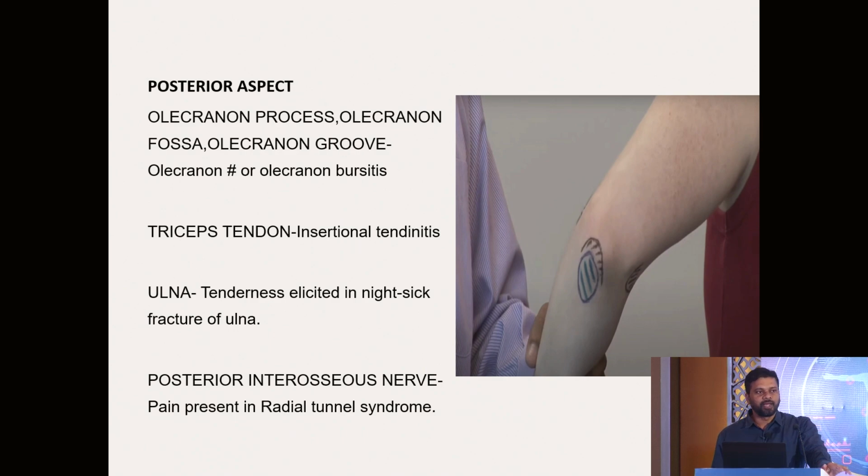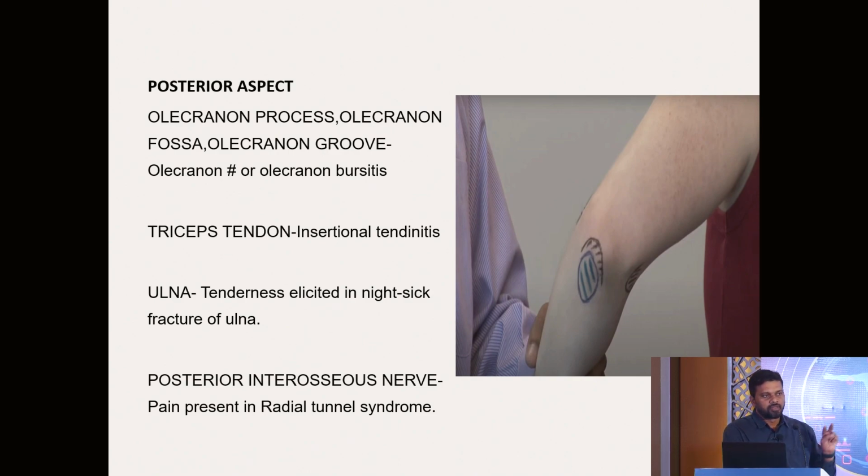Make a habit of palpating the bony structures also, like the ulna. If there is tenderness and a history of fall, consider the possibility of a nightstick fracture of the ulna. For the posterior interosseous nerve, the pain will be present in radial tunnel syndrome, just below the radial head.